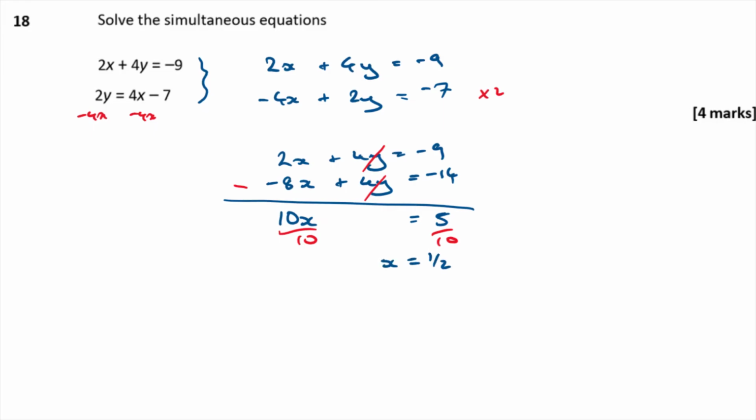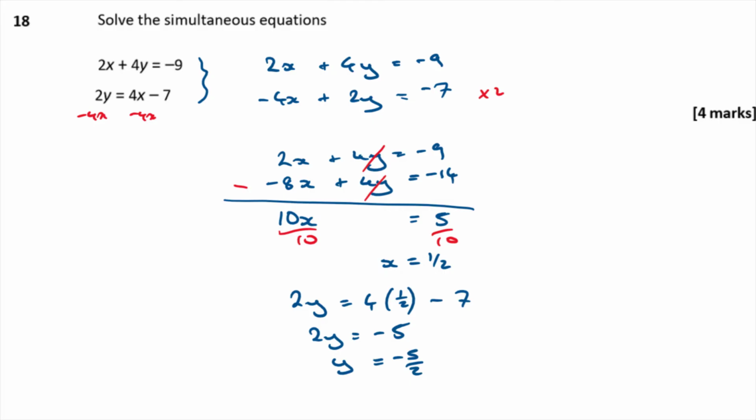Now once I've got x, all I need to do now is to sub back into one of my original equations and find y. Let's take the second one. 2y equals 4x minus 7. So 2y equals 4 lots of x, which is a half, minus 7. 4 times half is 2. 2 take away 7 is minus 5. So 2y is minus 5. So y then is going to be minus 5 over 2. It's minus 2.5. I'm just going to leave it as minus 5 over 2.